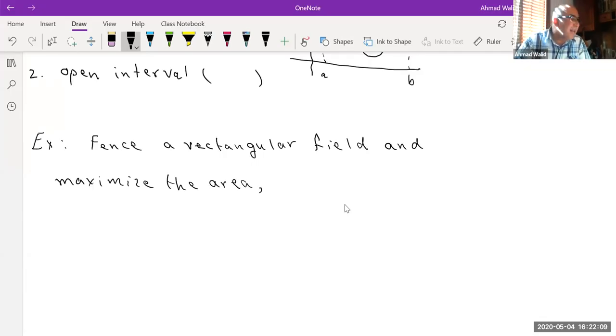Correct? And if I give you only around 100 feet of fence, you have only 100 feet of fence. I'm asking you to fence a rectangular shape using this 100 feet, but fence it in the way that you can cover the maximum area.